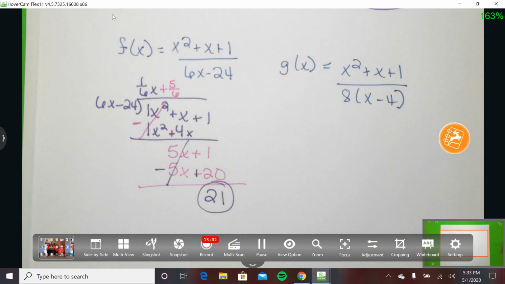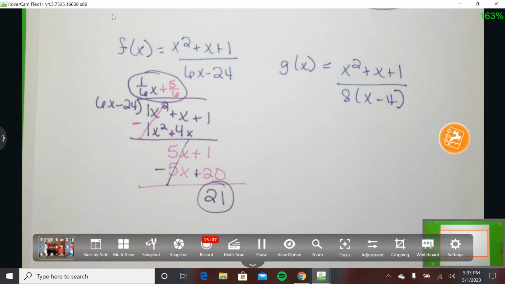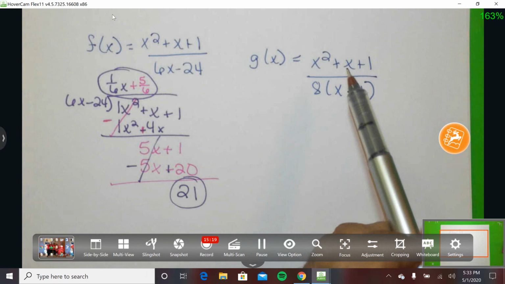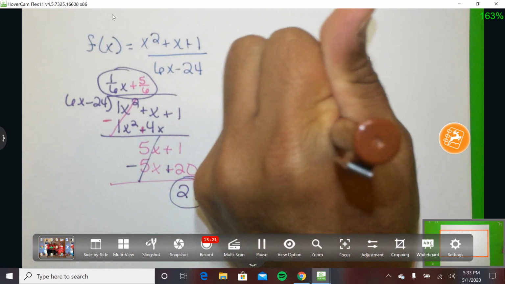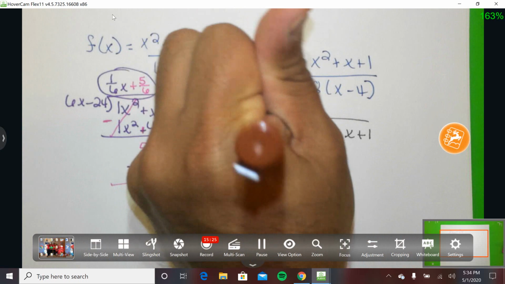So what happens? This right here is a linear. That's your asymptote. It's a linear function. It's a line. And remember, that's why it's also called slant asymptote, because lines are slanted. You're going to do the exact same thing here. x squared plus x plus 1 divided by 8x minus 32.